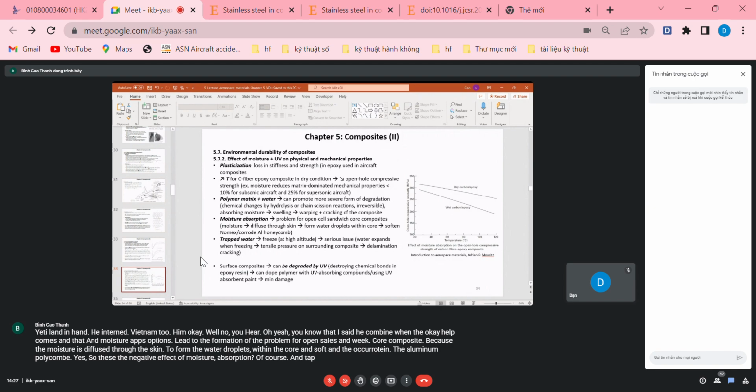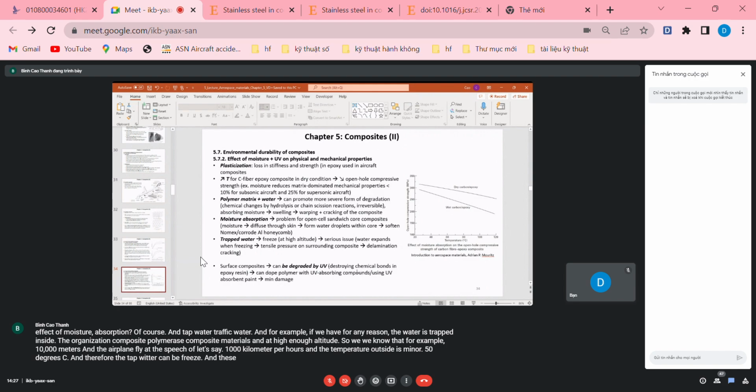And trapped water. For example, if for any reason the water is trapped inside the polymer-based composite materials, and at high enough altitude, so we know that at, for example, 10,000 meters, the airplane flies at a speed of, let's say, 1,000 kilometers per hour, and the temperature outside is minus 50 degrees C, and therefore the water can freeze.